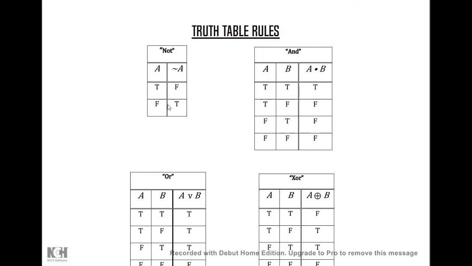But that one's pretty obvious. This one's pretty obvious too. Think about this. Think about this is the AND rule. The AND rule says this. And think about it this way.